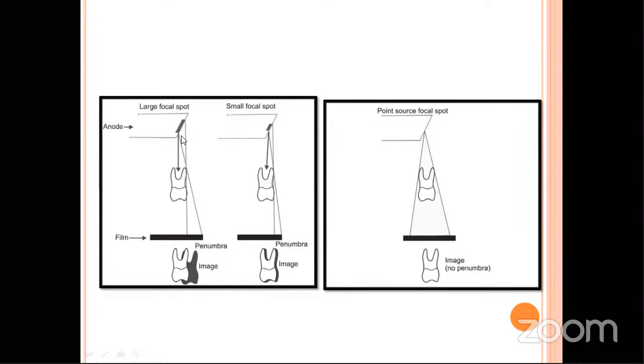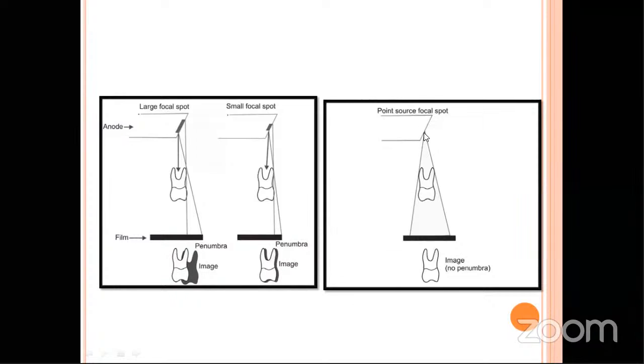And this is also one important. If the focal spot is very large, then the shadow or the penumbra of the resultant image will be more. So all this you will be getting as statement questions. So larger the focal spot, larger the penumbra or the shadow. Smaller the focal spot, the smaller the penumbra.